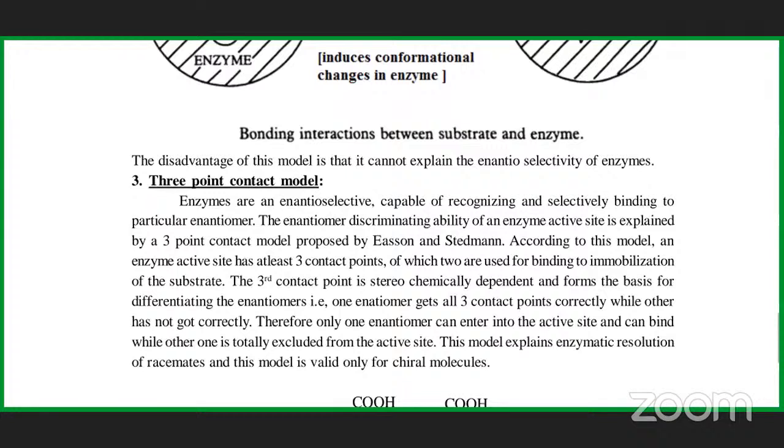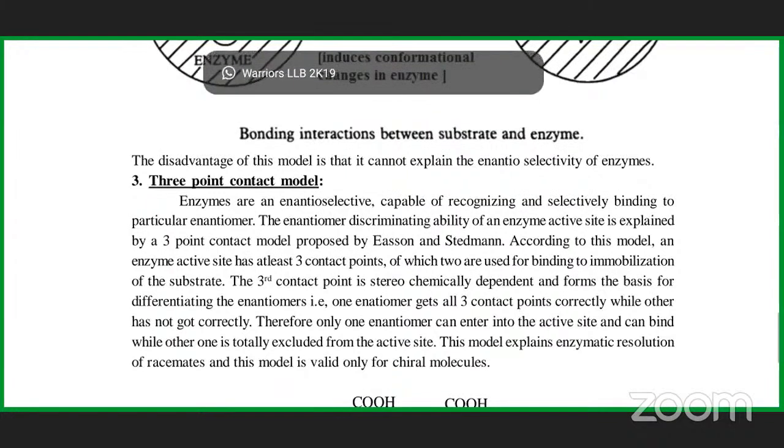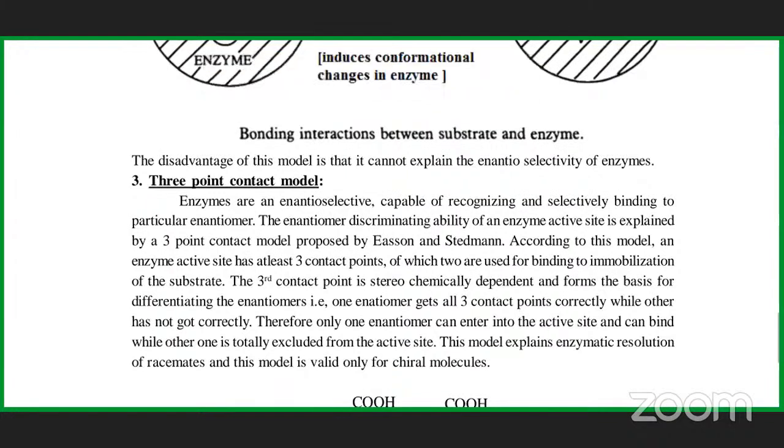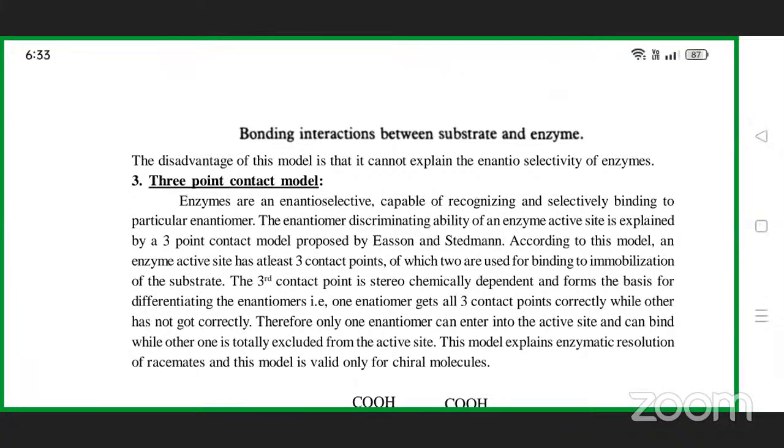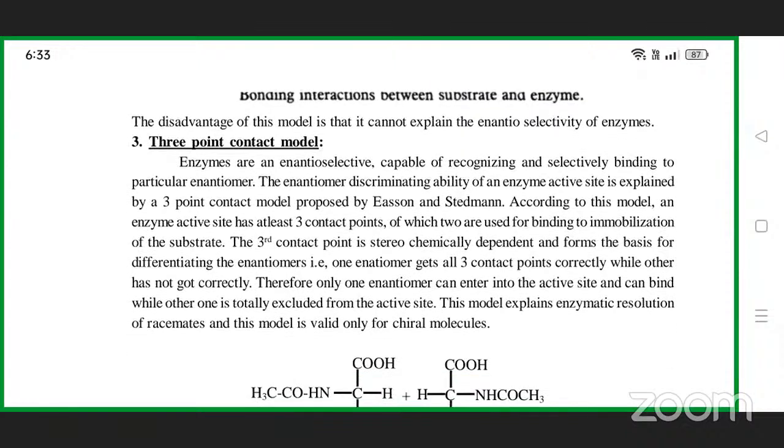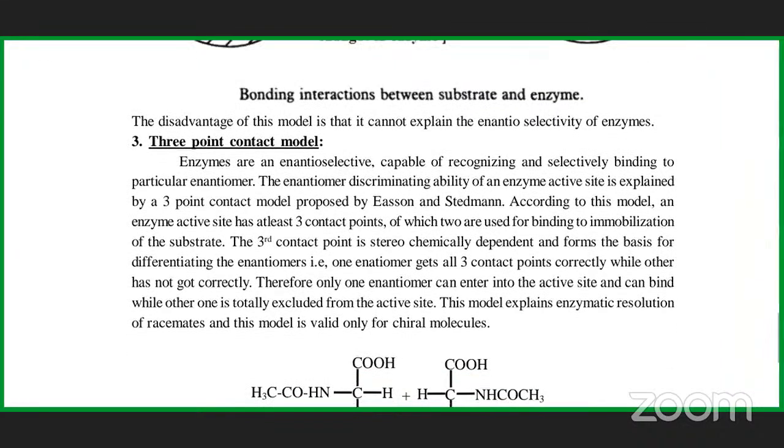So generally, if one enantiomer has three binding interactions, another will not have that same kind of interaction because the orientation is different. Therefore, only one enantiomer can enter the active site and bind with it, and the other is totally excluded from the active site. So this model explains the enzymatic resolution of racemates, and this model is valid generally only for chiral molecules.